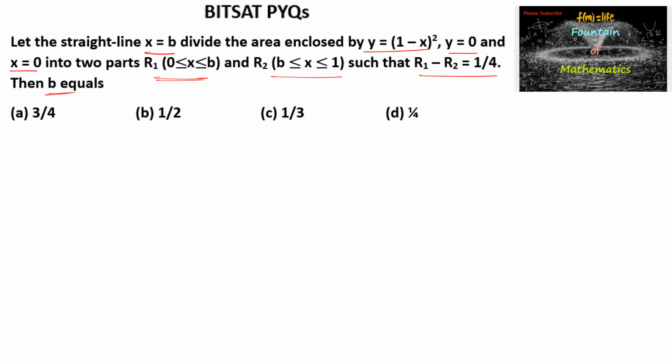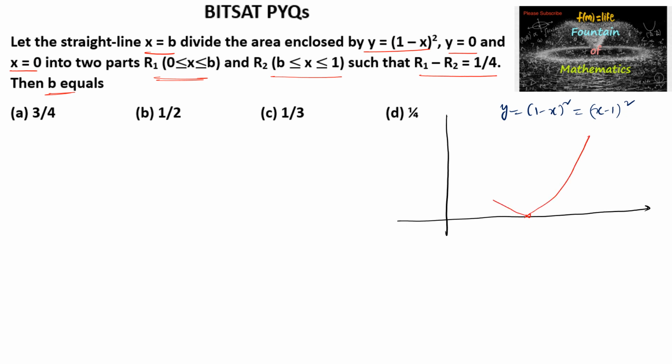Let us see the graph of 1 minus x whole square. Y is equal to 1 minus x whole square. We can also write it as x minus 1 whole square. At x is equal to 1, you will be getting y is 0. So that is a minimum vertex of the parabola, we can say. So we can see the graph, y is equal to x minus 1 whole square.